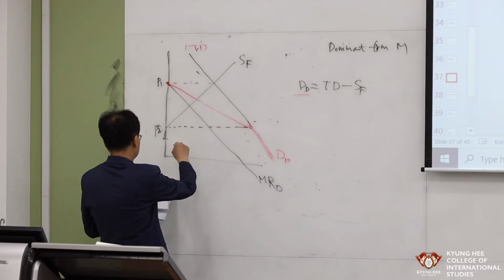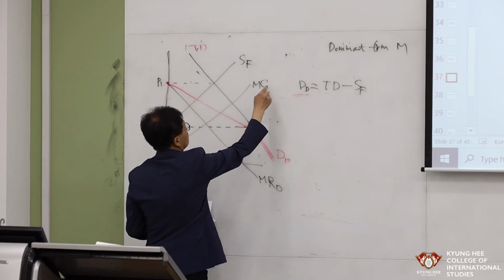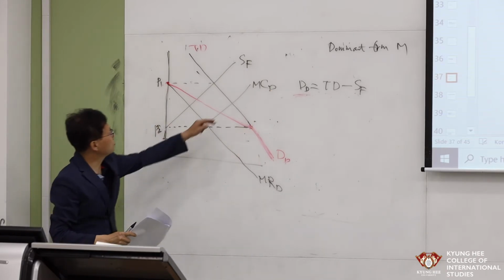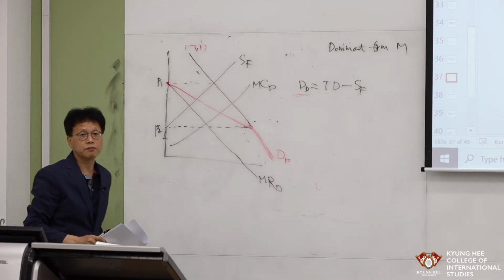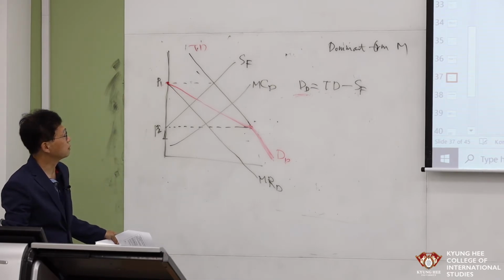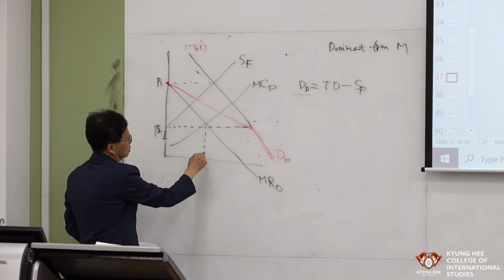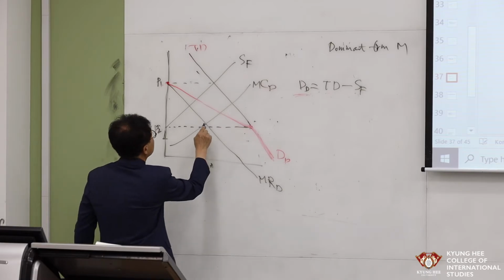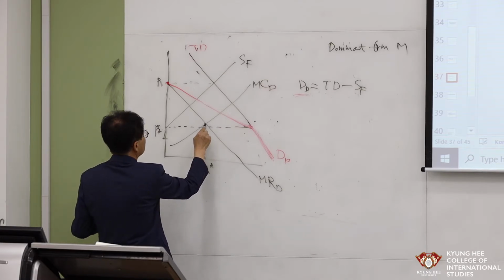So the marginal cost curve of the dominant firm is lower than SF, the marginal cost of the fringe firm, because it is more efficient. Right? Then now think about profit maximization, when marginal cost is equal to marginal revenue, producing Q star. Right? Then what is the price? The equilibrium price.